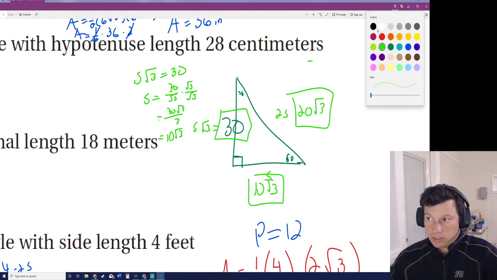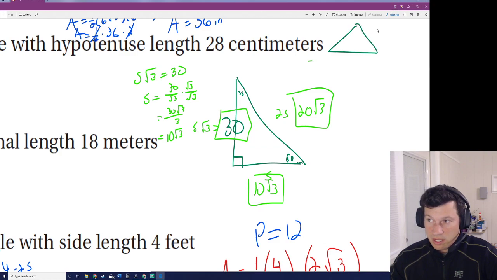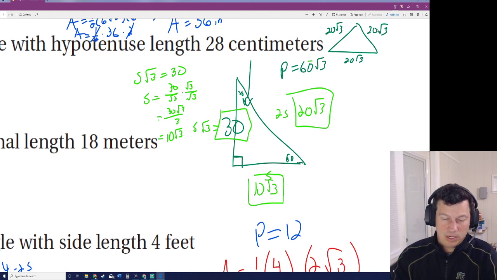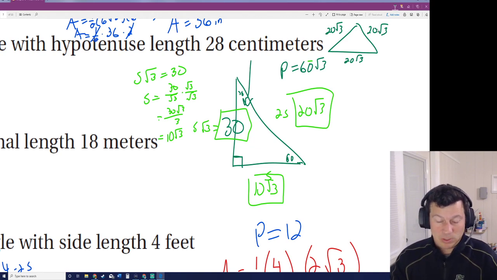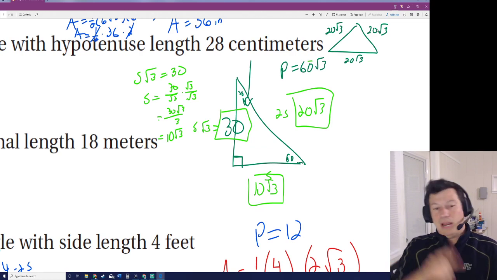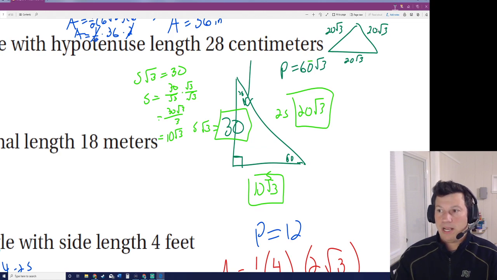So if I think about what the equilateral triangle is, this side is 20 root 3, this is 20 root 3, and this is 20 root 3. So the actual perimeter of this one is 60 root 3. The perimeter of the other triangle was the one that I said, but that's not what it asked for. I'm using a 30, 60, 90 to find the side, then using the side times 3 because it's equilateral. So the perimeter is 60 root 3.